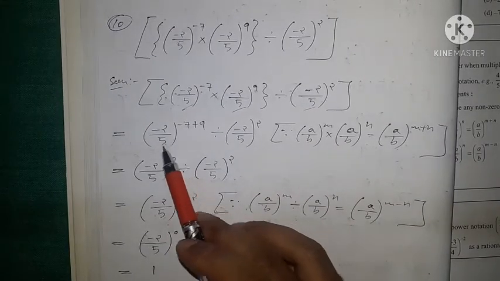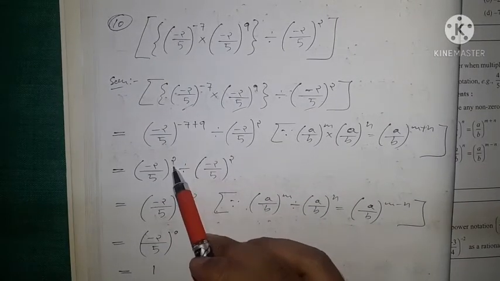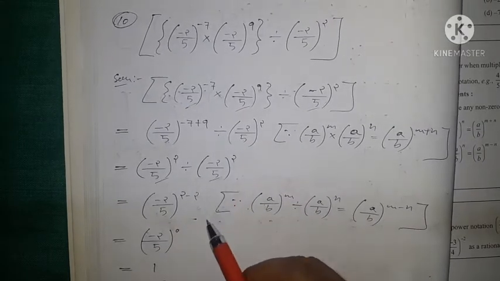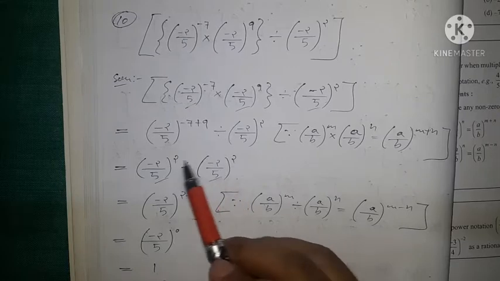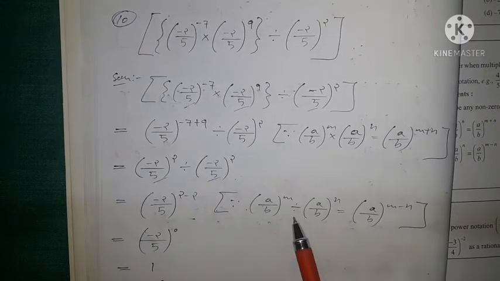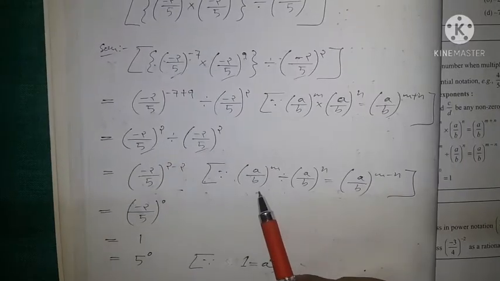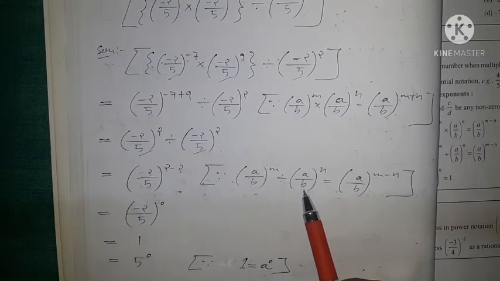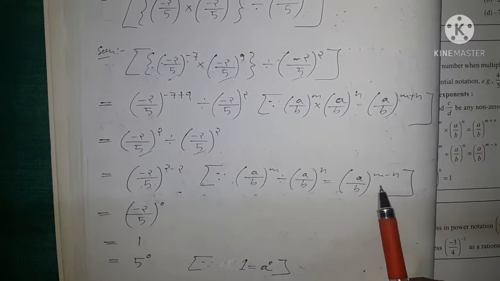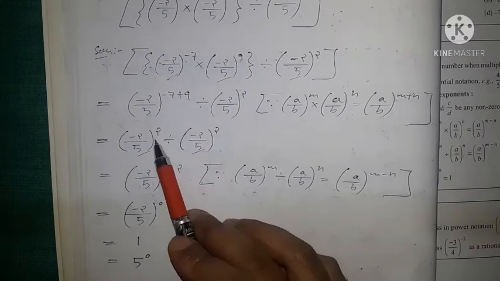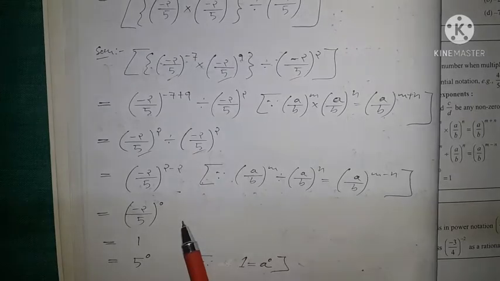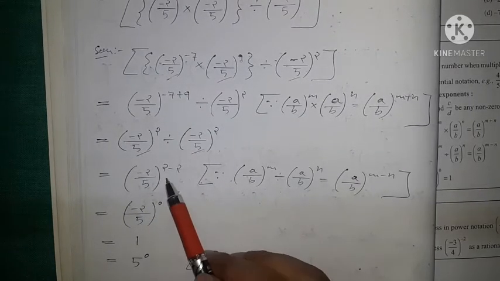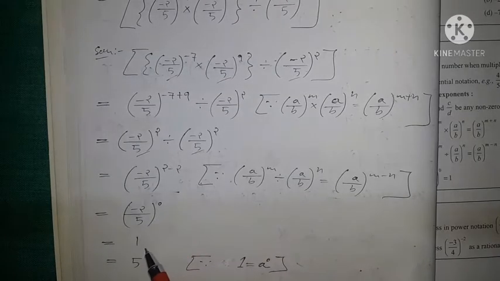So this is (-2/5)^(-7+9), that is square, divided by (-2/5) whole square. Now again you see the base is the same in both cases, so we need to subtract the powers since it is division. This is the law that we have used here, that (a/b)^m divided by (a/b)^n equals (a/b)^(m-n). That means we have subtracted the powers. So (-2/5)^(2-2). This is the power 0, and any number raised to 0 is equal to 1.